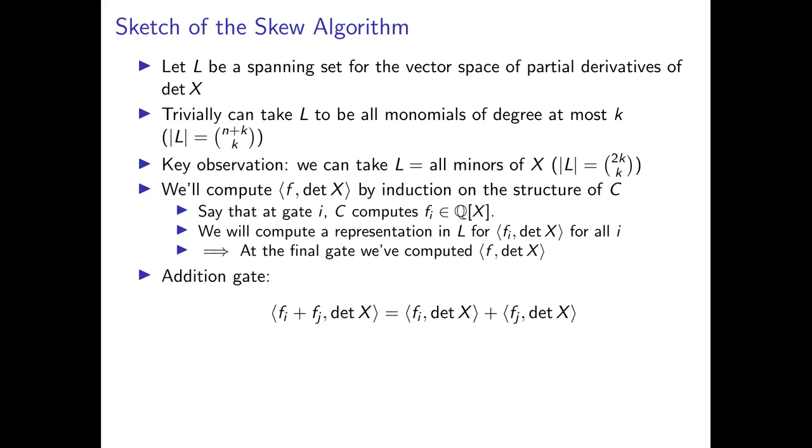Okay, so now suppose we've managed to do this for the inputs to some addition gate, and let's say this addition gate adds the result of gates i and j. Then we wish to compute the inner product between Fi plus Fj and the determinant of x. Now, by bilinearity of this inner product, this just splits as the sum of these two polynomials, which we're assuming we've already computed at gates i and j. So all we have to do in this case is add the two vectors we computed at the previous gates, which can be done in time linear in the size of L. So addition gates are pretty easy to handle. The difficulty comes with multiplication gates.